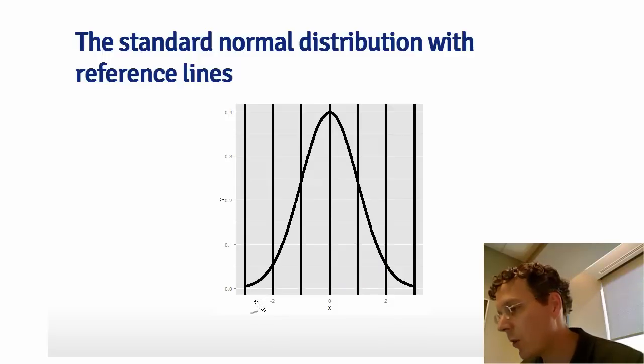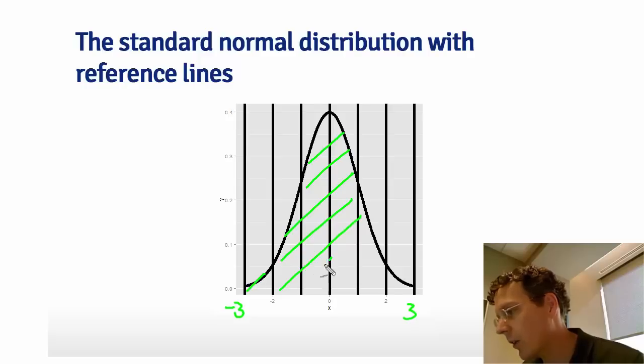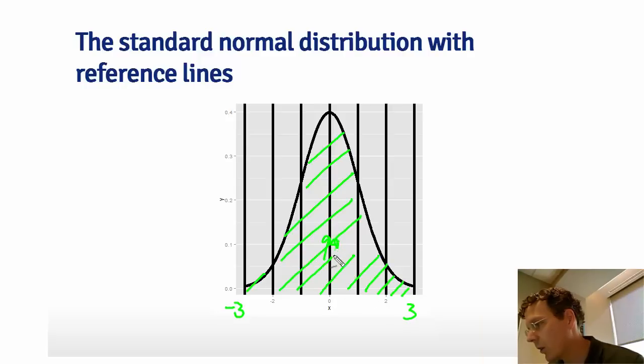Now let's look at three standard deviations from the mean. That area is about 99% of the mass. Oh, that's hard to read, but it's about 99% of the mass. So these reference probabilities you should just commit to memory.